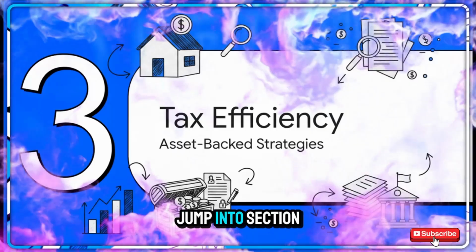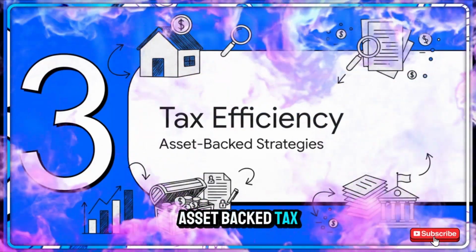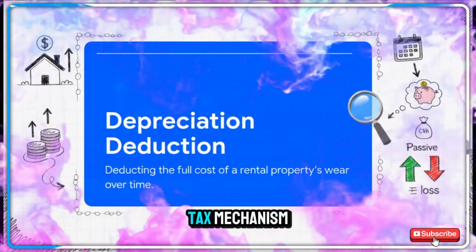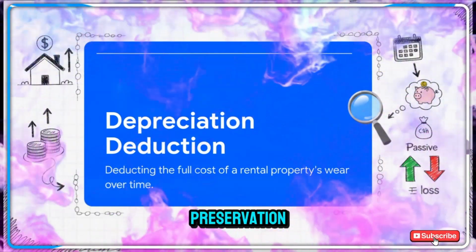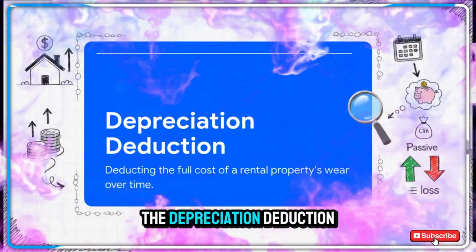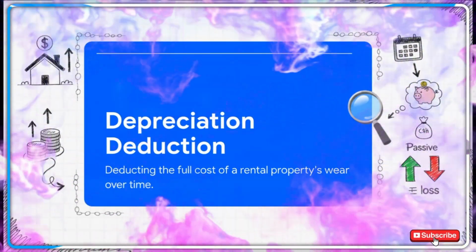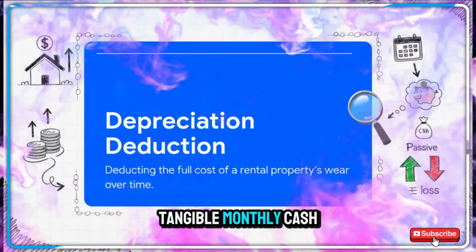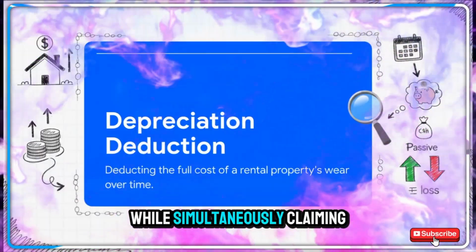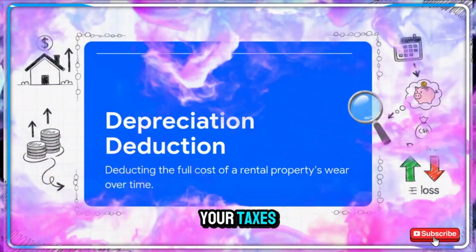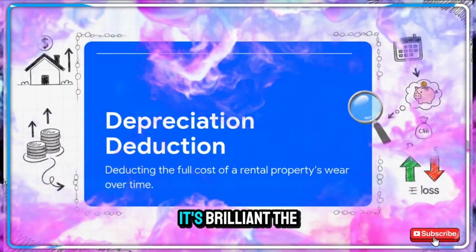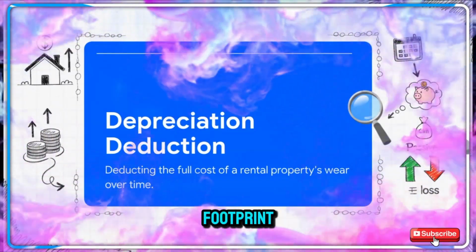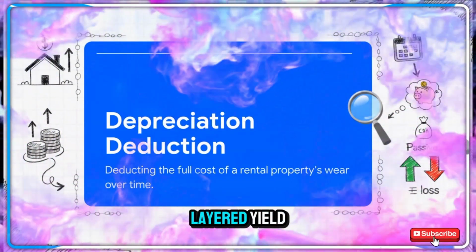All right, let's jump into Section 3, Asset-Backed Tax Efficiency. This is where things get really fascinating. This non-obvious tax mechanism is the hidden engine of wealth preservation in real estate, the depreciation deduction. Check out this cause and effect loop. Governments actually incentivize you to provide housing, so you can generate positive, tangible monthly cash flow from rent while simultaneously claiming a so-called paper loss on your taxes as the physical structure technically ages. It's brilliant. The asset puts real cash in your pocket while legally shrinking your taxable income footprint. It is a highly optimized, dual-layered yield.